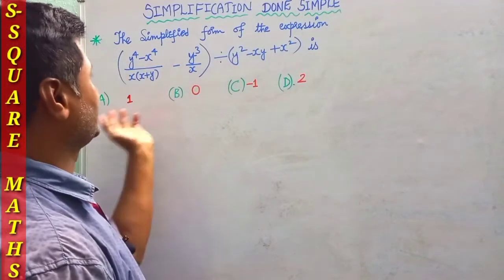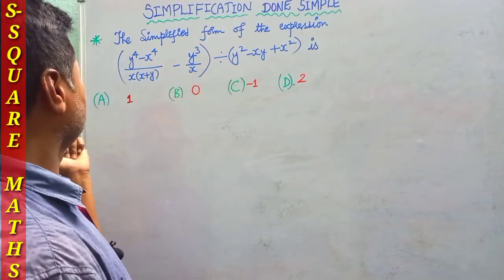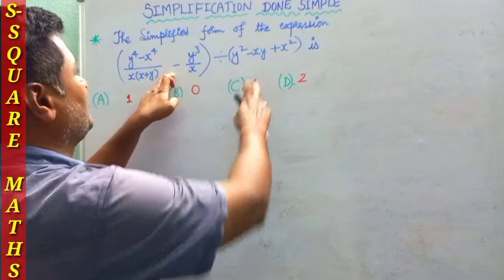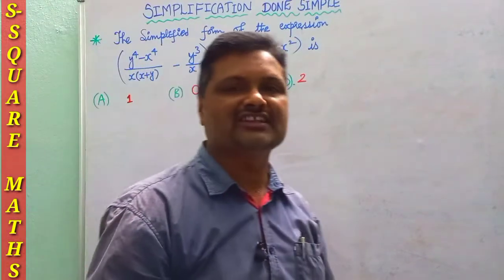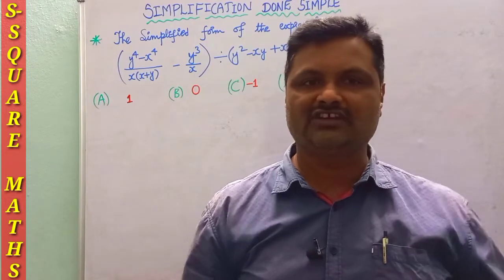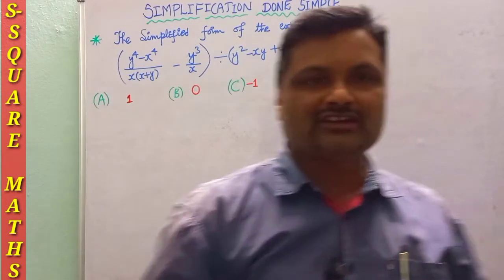The simplified form of the expression. This is the expression given, and options A, B, C, D are given. The numerator and denominator are here, and we have to simplify this expression. I am going to discuss it in a good way, so let us go through it now.